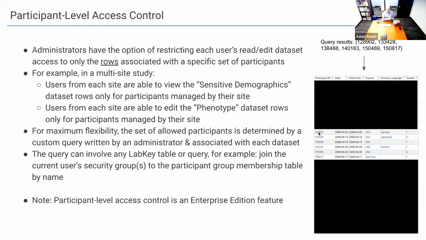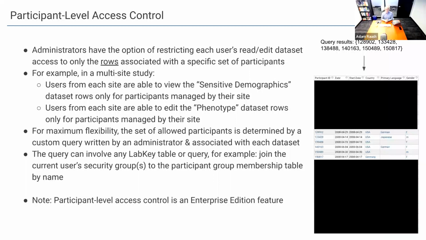So dataset level security secures an entire data set. Either you see the data set or you don't. Either you're able to edit the data set or you're not. Participant level access control provides even finer grained access control within data sets.